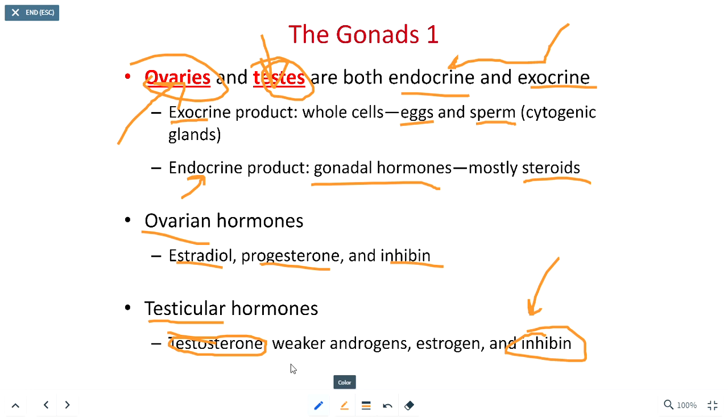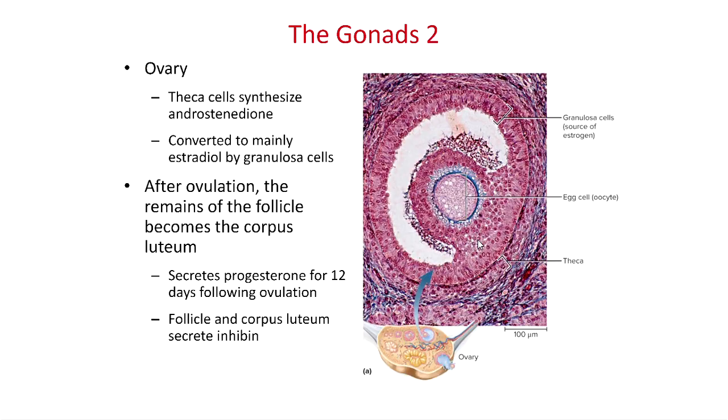It is worth emphasizing, though, that testicular hormones include a miscellaneous hodgepodge of weaker androgens and estrogen. Yes, testicles make estrogen, not in the quantities that the ovaries do, but it is worth mentioning that there are low levels of estrogen secreted by the testicles.